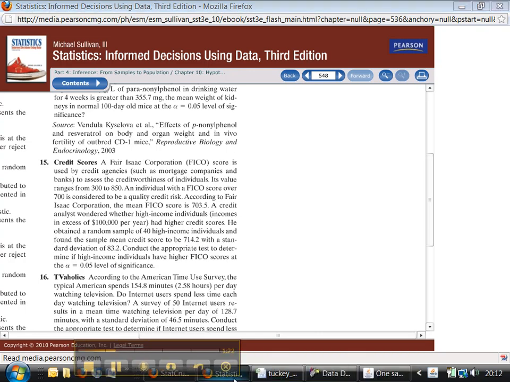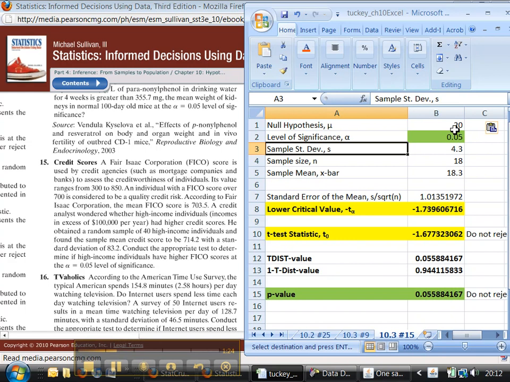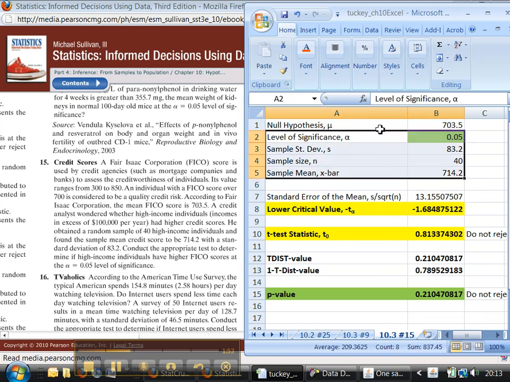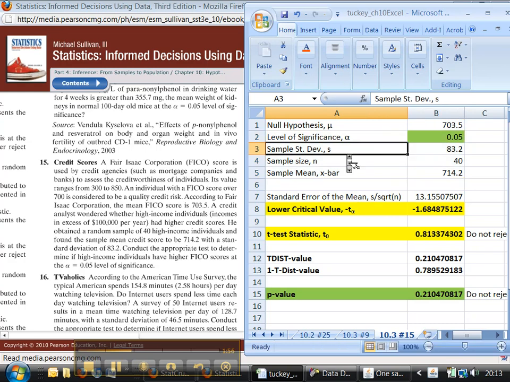All right, so let's do this. We assume that it's 703.5, what it is for everybody. We have an alpha of 0.05. Standard deviation is 83.2. Sample size next is 40. Sample mean is 714.2. By the way, I didn't mention this before, but I can say it now. The order of these things doesn't really matter. These guys up here, you can put them into whatever order you like. I just typed this order to begin with, so I'm sticking with it because that's the way I roll.